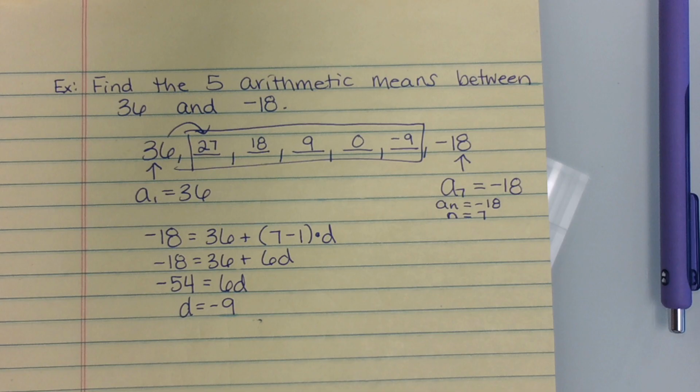So if I do it this way, 36 equals negative 18 plus 7 minus 1 times D. I go through the process, this would give me D is equal to a positive 9. If you did it this way, D would be negative 9. In the end, your geometric means are 27, 18, 9, 0, negative 9, or negative 9, 0, 9, 18, 27.